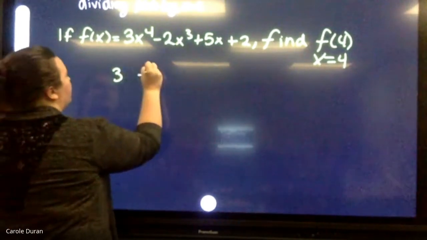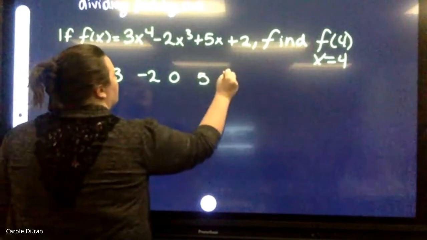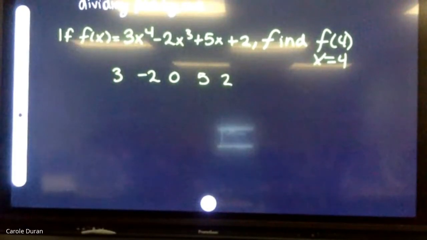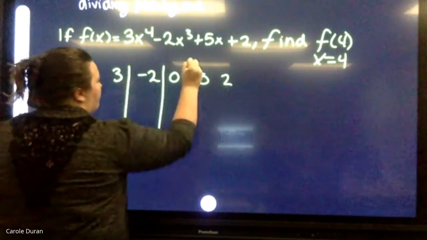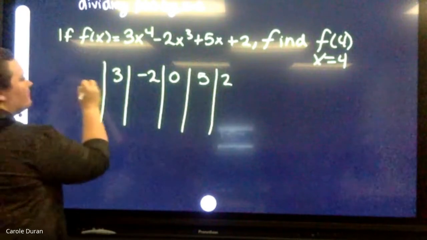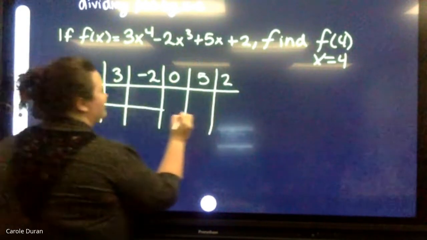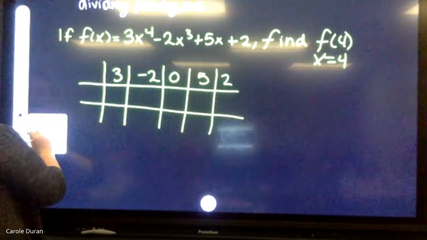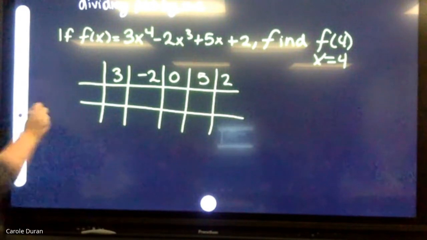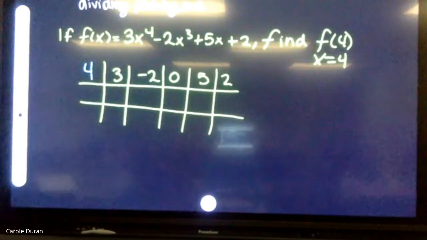Remember, we just drop down and use our coefficients. So I have 3, -2, 0 for my skipped term, 5, and +2. I build my chart. Oh, this is the chart again? Yes. Isn't it fun? And then whatever number I am evaluating at, which here is 4, is the number that goes in that top left-hand corner. And then we just go ahead and do this like normal.